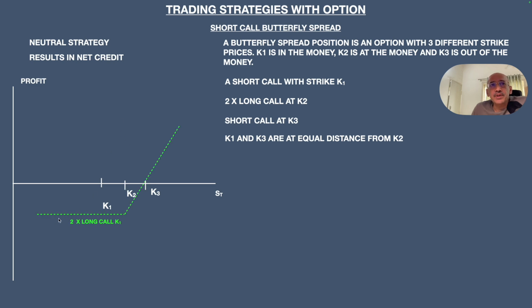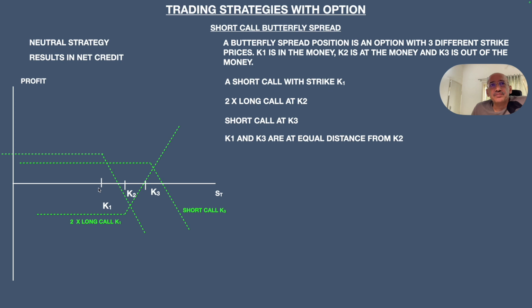So at K2 you have purchased two long calls. As soon as the price starts moving beyond K2, the two long calls will start earning profit. Here it is a short call, so you have shorted at strike price K3. Till the time price does not move beyond K3, you will not get into any losses. So till K3, with this short call, you are safe.